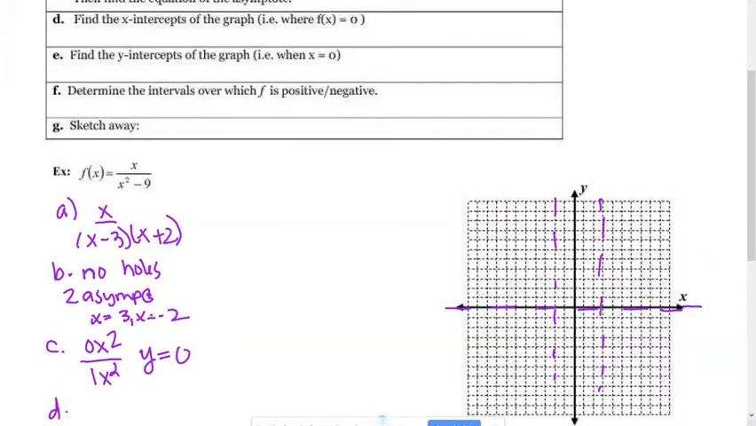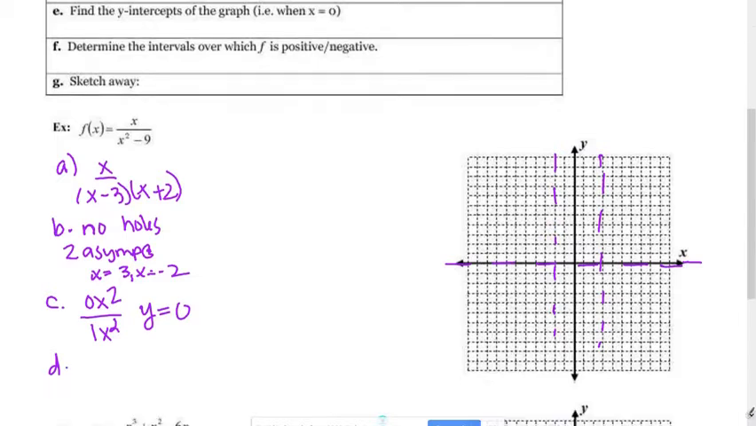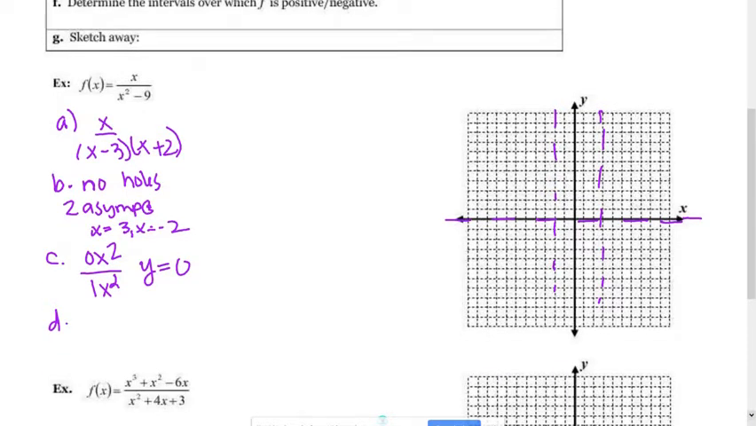D says find the x-intercepts, which is where y equals 0. So what numbers would I put in to have y equals 0? The only number I would put in is 0. That would turn the whole numerator to 0. E is actually going to be quite the same, 0, 0. So I have a point there. And then F is determine positive and negative.